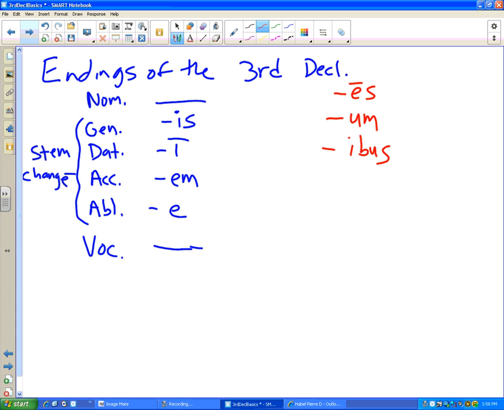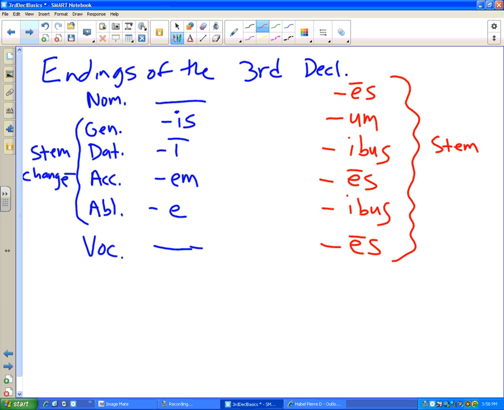ibus, long es or ace, ibus, and for the vocative, it'll go back to being identical to the nominative. In this case, though, the nominative plural. And super quickly, all of these forms on the plural side of things, they will show that stem change.